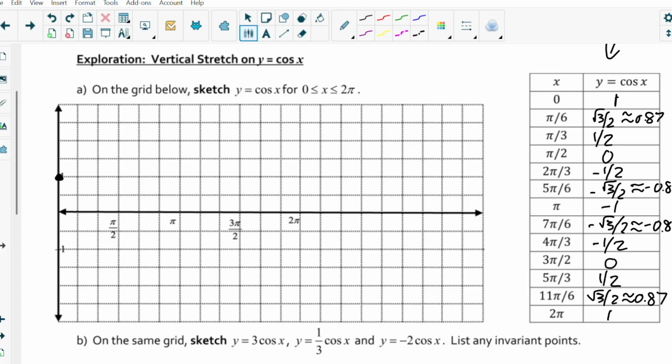Okay, so pi over 6, 0.87. Right about there. Pi over 3, 1/2. Pi over 2, 0. 2 pi over 3, negative 1/2. Okay, 5 pi over 6, negative 0.87. And then pi is negative 1. So you see a pattern here. I'm just going to use symmetry. We know what these are going to look like. Right? So there's our pattern.